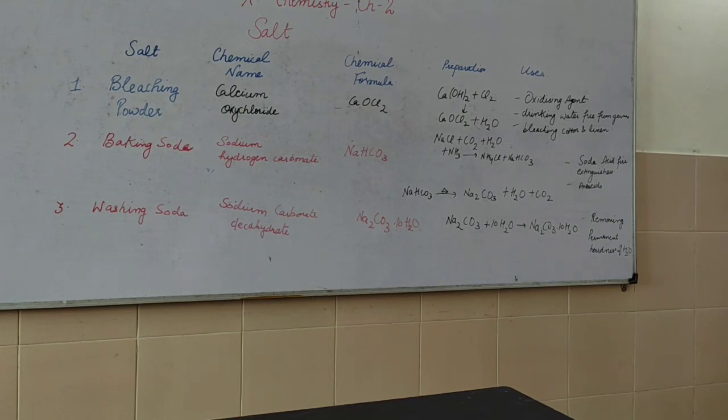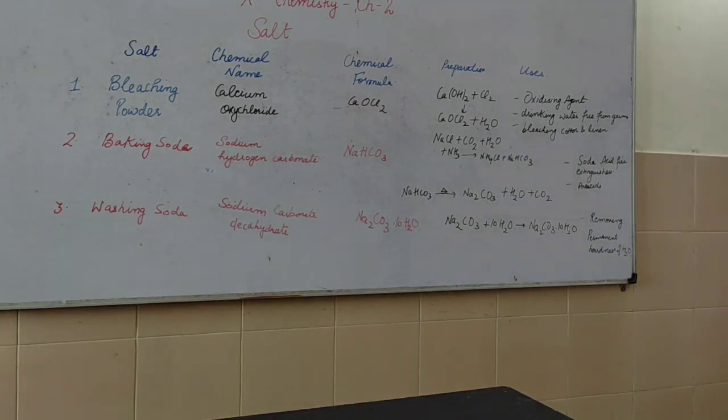Its formula is CaOCl2. How is it prepared? When we pass chlorine over slaked lime, they form calcium oxychloride plus water.